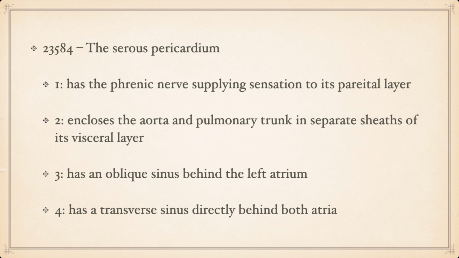So this type X question, 1 is true, the phrenic nerve does supply sensation to its parietal layer. 2 is false. The aorta and pulmonary trunk are enclosed in one sheath, which is what forms the transverse sinus behind it. 3 is true, the oblique sinus is directly behind the left atrium. And 4, a transverse sinus directly behind both atria, we've explained in 2 why that one is incorrect. The transverse sinus is behind the aorta and the pulmonary artery, and those will occur above the roof of the left atrium.